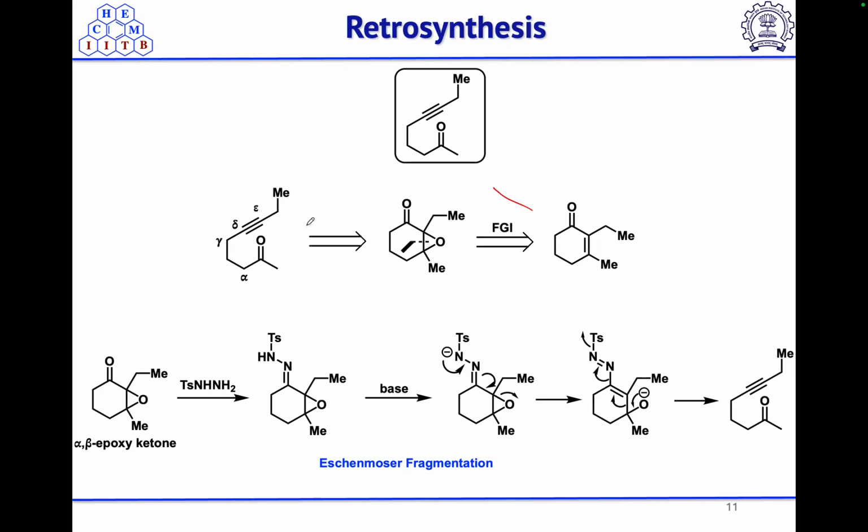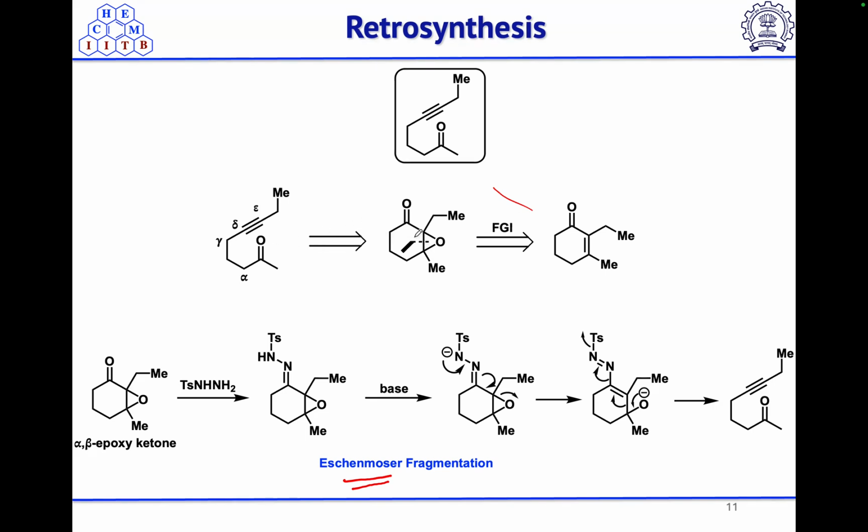So this is a very interesting example of the Eschenmoser fragmentation, a very well-known reaction. So how can you get this? You can get this from this epoxy ketone. If you fragment this C-C bond of this parent six member ring, you get this fragmentation reaction, Eschenmoser fragmentation. If you disconnect this C-C bond, you will get your desired product.